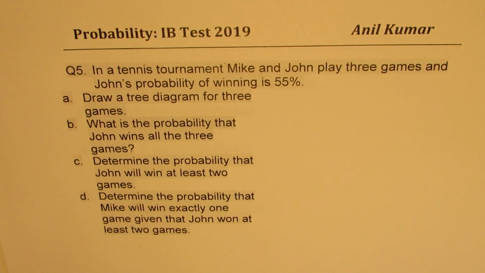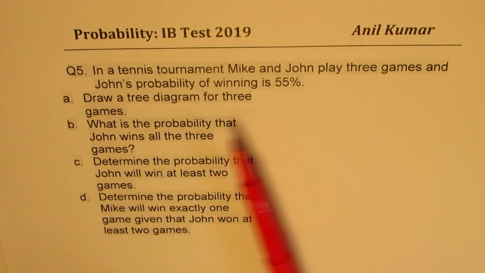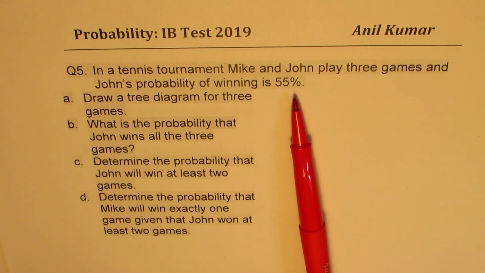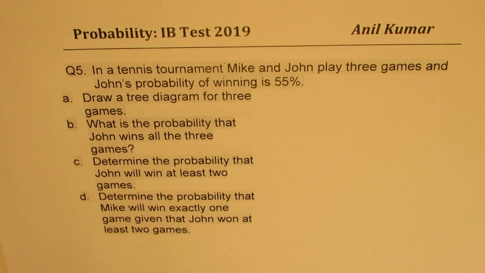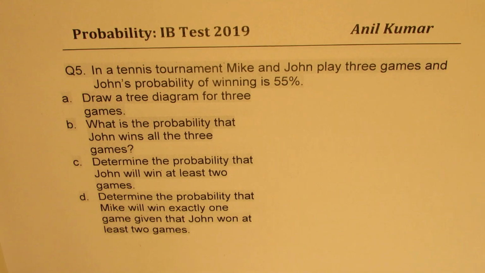Question number 5. In a tennis tournament, Mike and John play 3 games and John's probability of winning is 55%. Draw a tree diagram for the 3 games. What is the probability that John wins all the 3 games? Determine the probability that John will win at least 2 games. And D is, determine the probability that Mike will win exactly 1 game given that John won at least 2 games, right? So go through this statement properly and then answer.